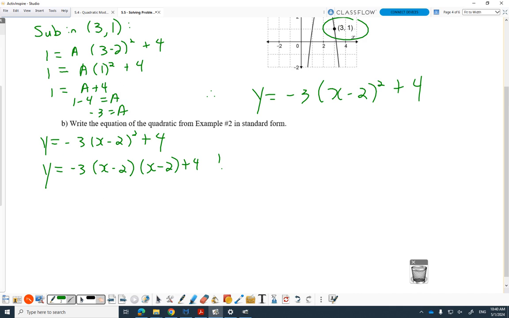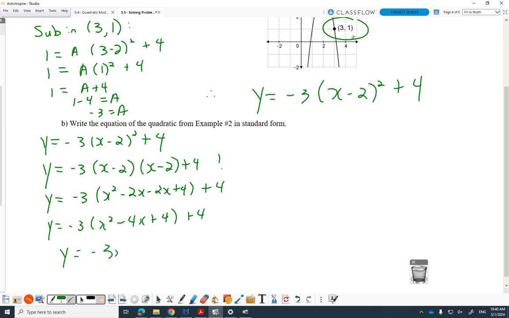So we expand this out, this (x minus 2) brackets, and fix it all up. Do your FOIL: x squared minus 2x minus 2x plus 4. And then there's another plus 4 out here. That's a little confusing. And I get x squared minus 4x plus 4. That was the FOIL part of it. Then multiply by the negative 3. That's the way I like to do it. I think it causes fewer errors. And so I get y equals negative 3x squared plus 12x minus 12 plus 4.